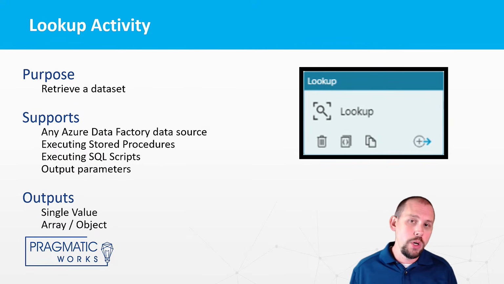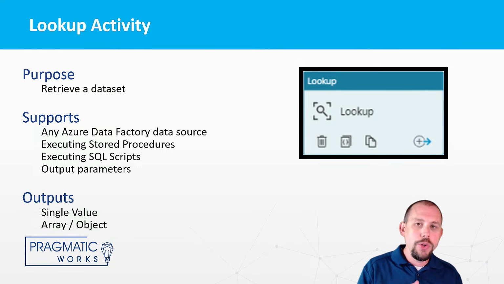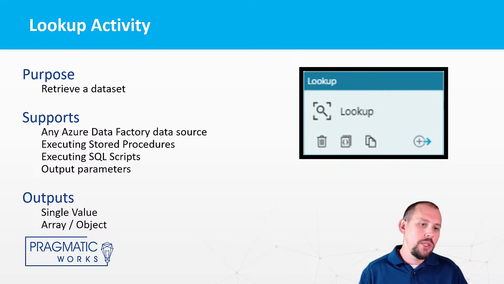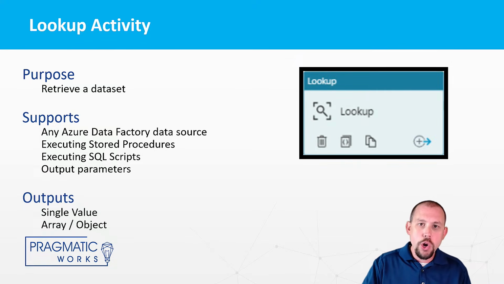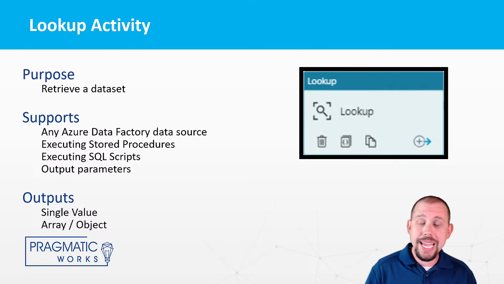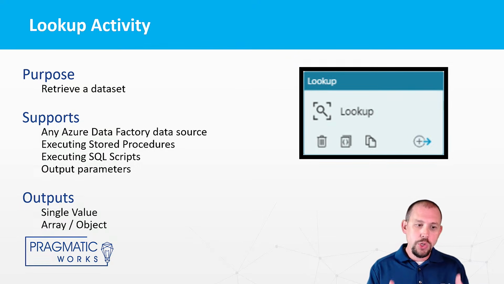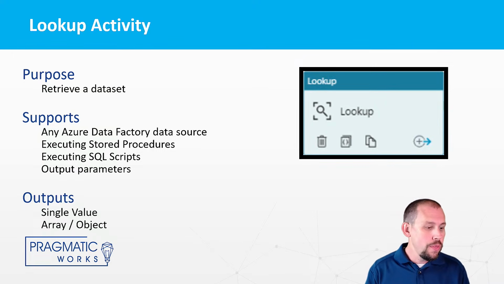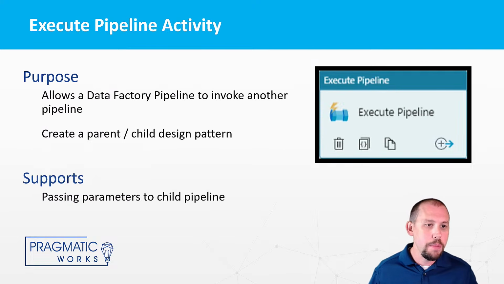If you want to run a stored procedure and you want to output values from it, you use the lookup activity. So you can use the lookup activity to retrieve a data set and return it to your pipeline in either Synapse or Data Factory. This can be any Data Factory source. You can execute stored procedures. You can run and execute SQL scripts. You do get the output parameters, and those can be either a scalar value or an array or a list. All right, so that's going to be the lookup activity.